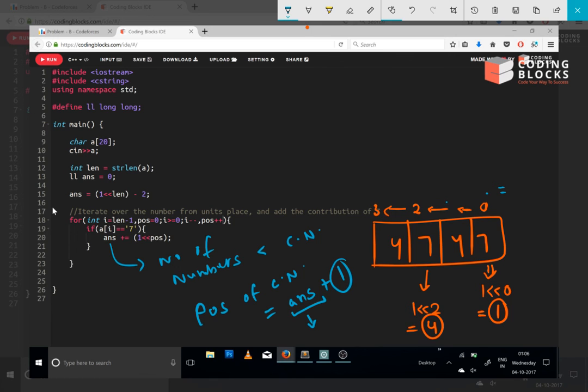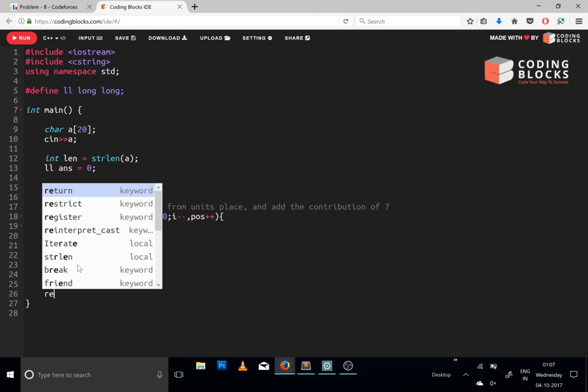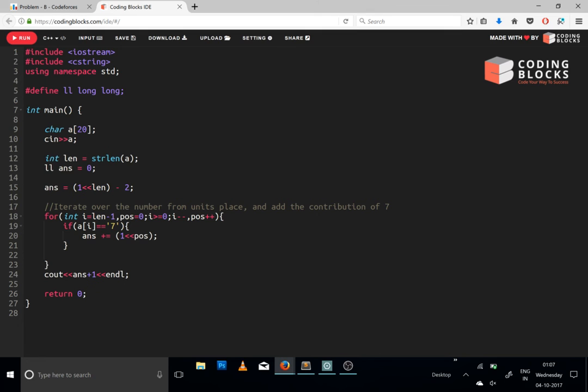So if I say there are 4 numbers less than 5, what is the position of 5? It is nothing but 4 plus 1. Yeah, so same goes here. So we can say the final position of the number is answer plus 1. So let's run it for a few cases.